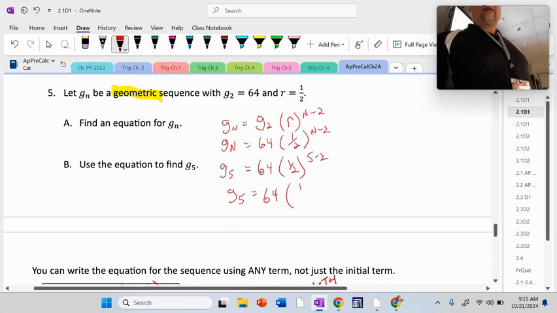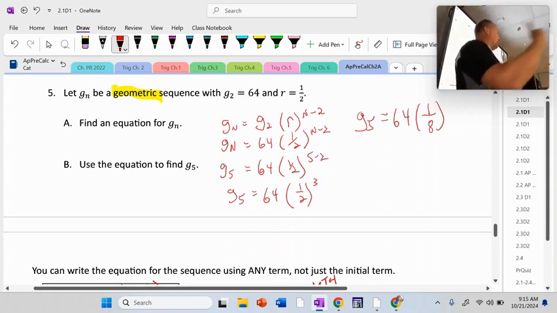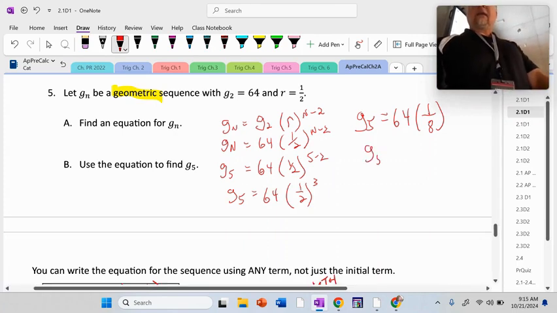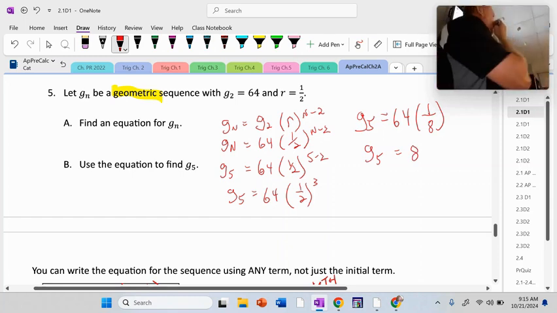And then how do you take a fraction to the third? What's 1 to the third? 1. What's 2 to the third? Not 6, 8. No one said 6, but some people go into adding instead of multiplying. 2 times 2 is 4. 2 times 4 is 8. And then that actually ends up being 1/8 of 64. 8 times 8 is 64.